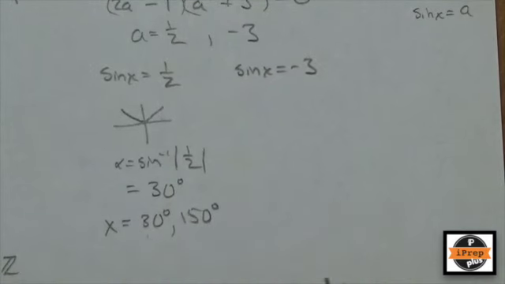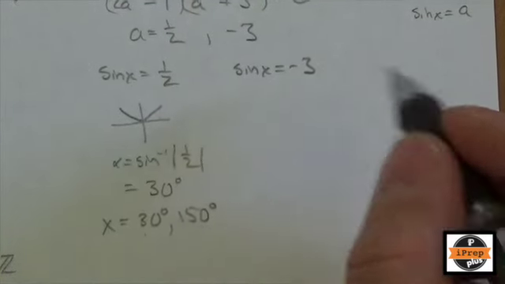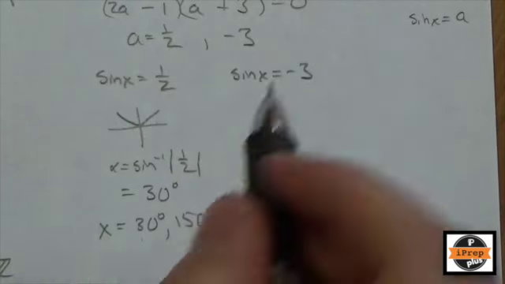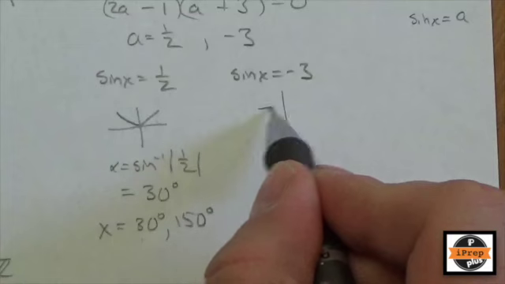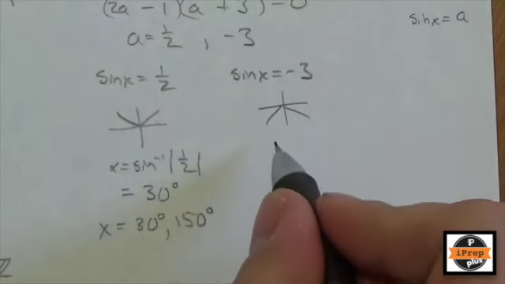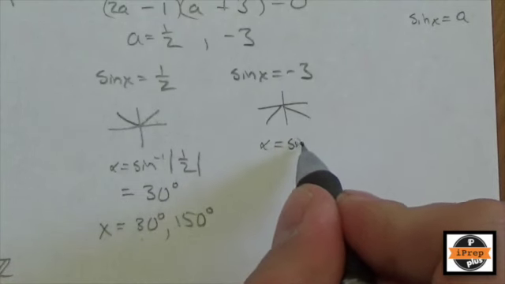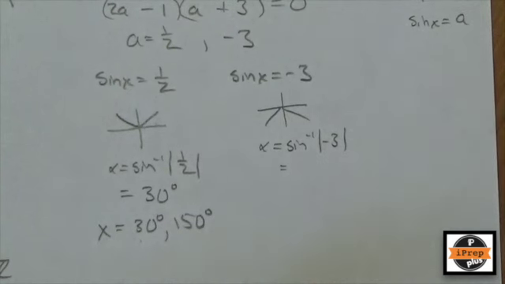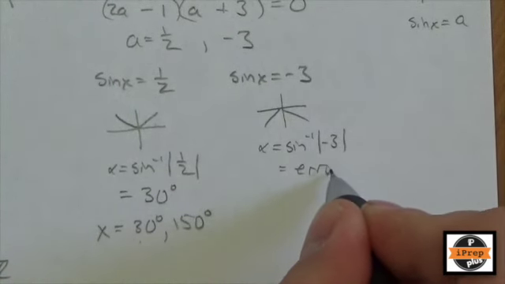Quadrant 1, quadrant 2. Now I come over here. Sine of x is equal to negative 3. So sine is negative in quadrants 3 and 4 here. But here's where we run into a little bit of difficulty. If I try to find the reference angle here, I'm going to get an error.